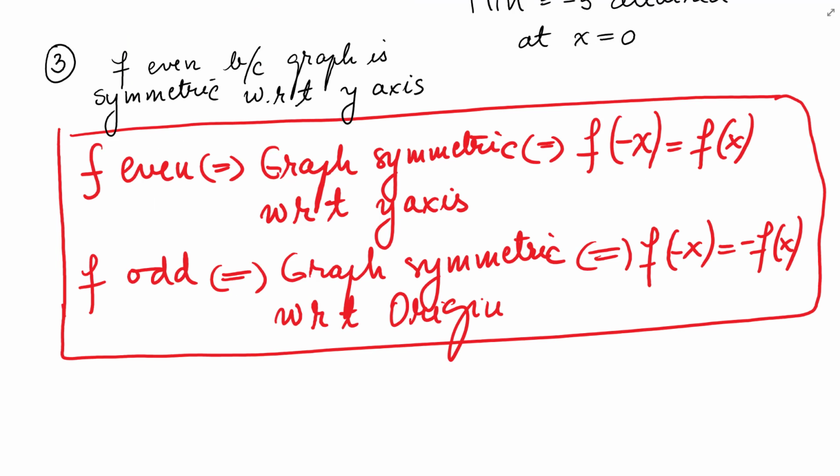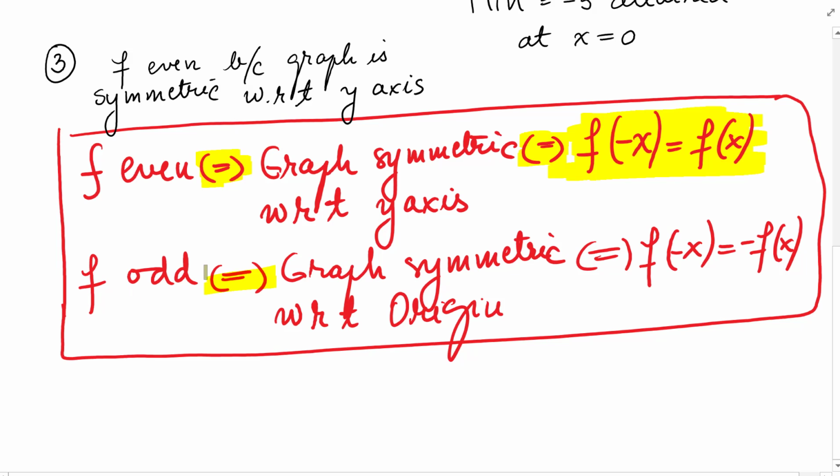So I wrote here a little bit of theory that should help you. If a function is even, then the graph is symmetric with respect to the y-axis, and analytically we would calculate f of -x, and if it's equal to the function f of x, then the function is even. Also, this symbol here means if and only if, so it's not just implies, it goes both ways.